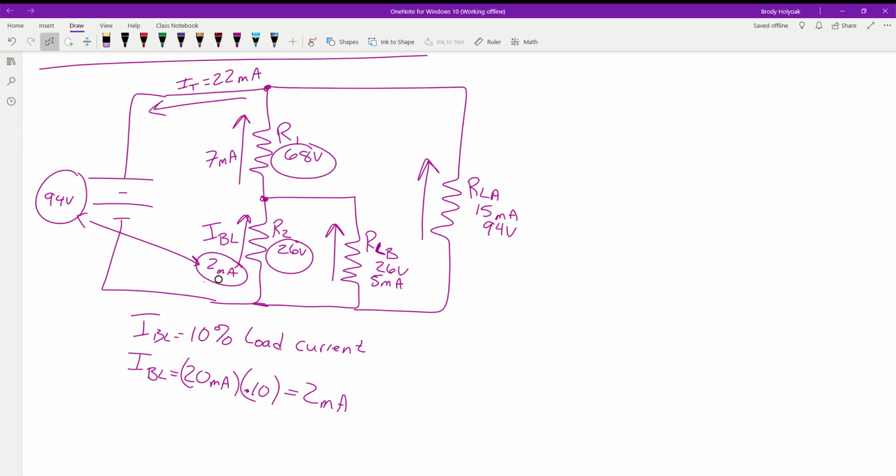So now that we have those, what is our R1 value and what is our R2 value? For R2? 9 point what?